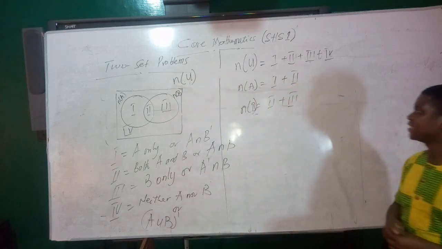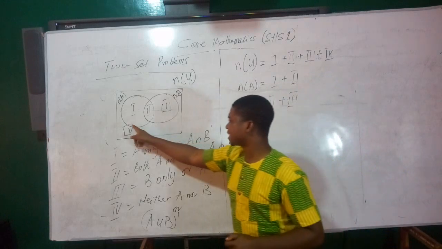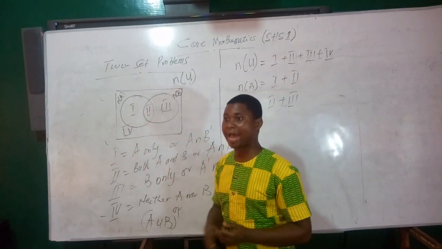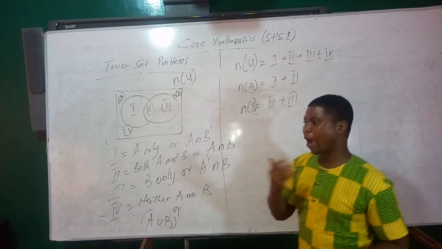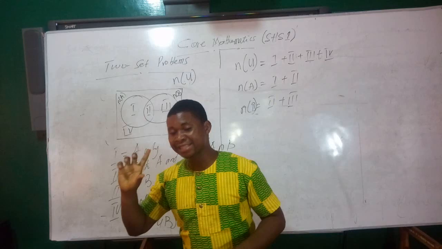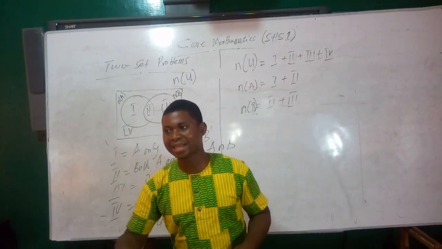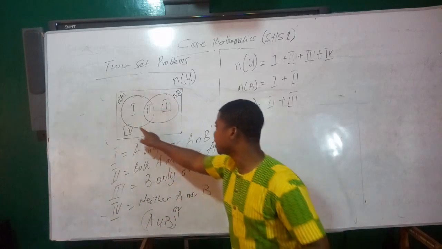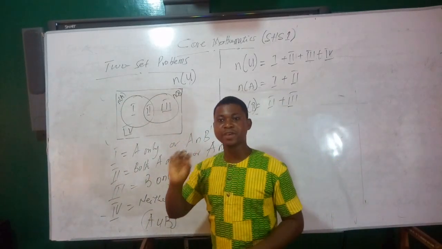II and III. So that is that. But when you look at this IV, sometimes it doesn't come. Why? Because when you have a question that tells you each of the students does at least one of the subjects, it means the IV is 0.